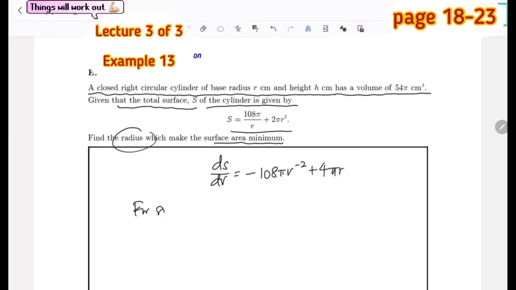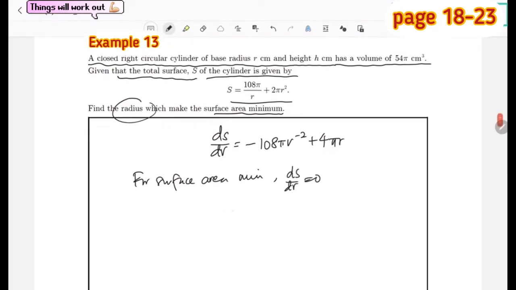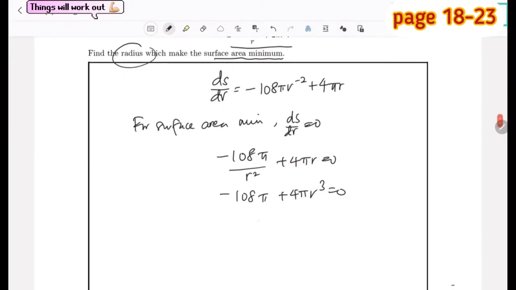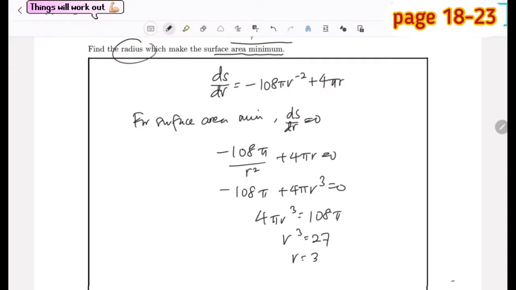For the surface area to be minimum, we set dS/dr equal to 0. So negative 108 pi over r squared plus 4 pi r equals 0. Negative 108 pi plus 4 pi r cubed equals 0. So 4 pi r cubed equals 108 pi, r cubed equals 27, r equals 3.